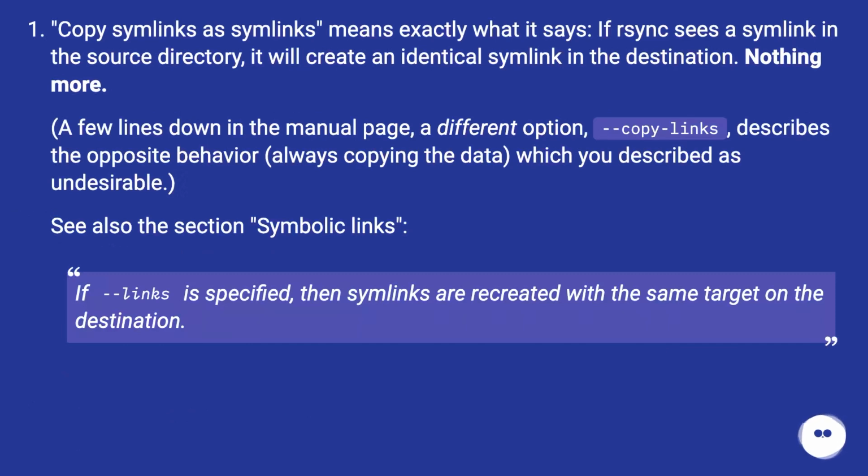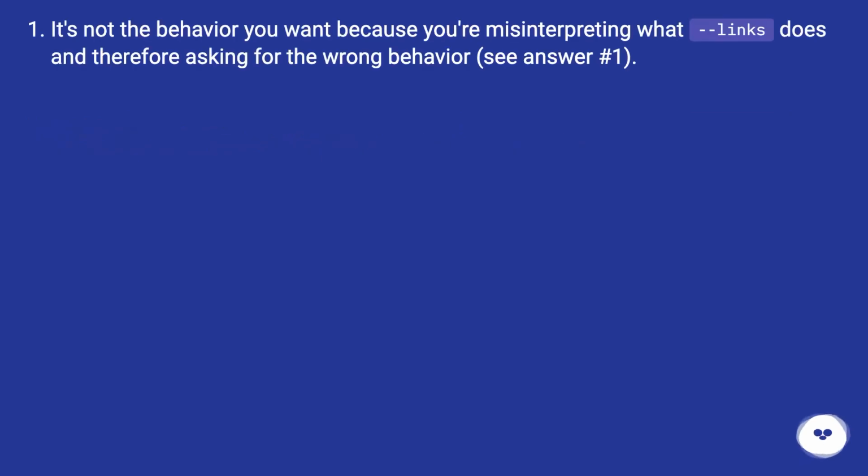Copy symlinks as symlinks means exactly what it says. If Rsync sees a symlink in the source directory, it will create an identical symlink in the destination. Nothing more. A few lines down in the manual page, a different option, copy-links, describes the opposite behavior, always copying the data, which you described as undesirable. See also the section, symbolic links. If links is specified, then symlinks are recreated with the same target on the destination. It's not the behavior you want because you're misinterpreting what links does and therefore asking for the wrong behavior. See answer number 1.